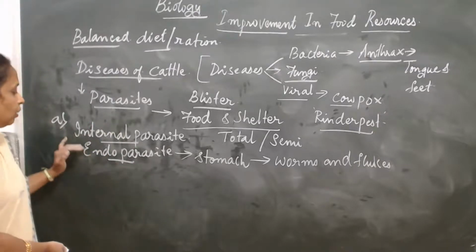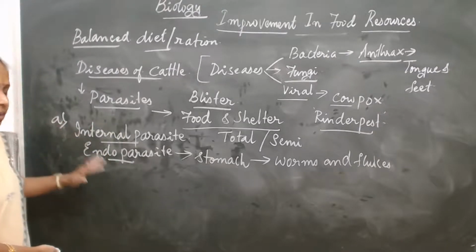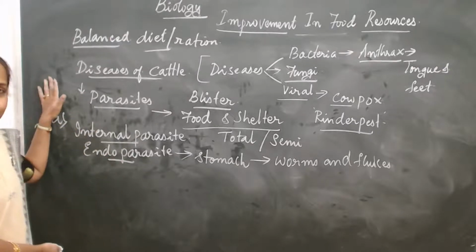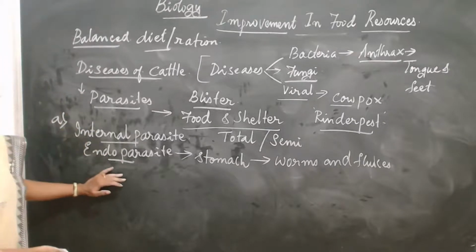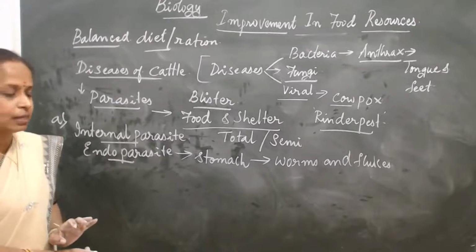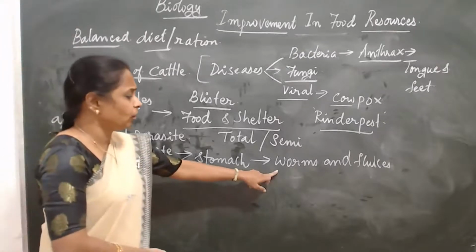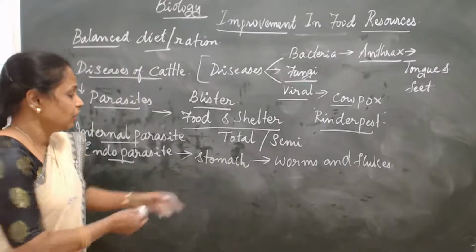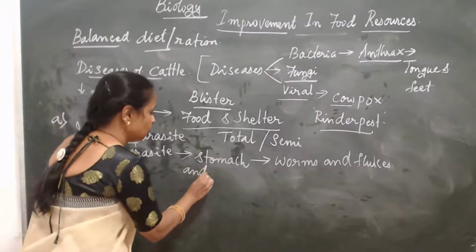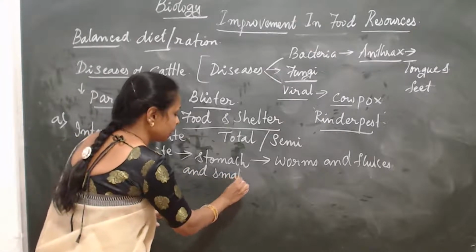So what is happening here? Internal parasites are the parasites which are going to cause disease to the cattle. Just as we have the tapeworm in the case of human beings, we have a variety of worms which are going to affect the stomach as well as, to some extent, the small intestine.